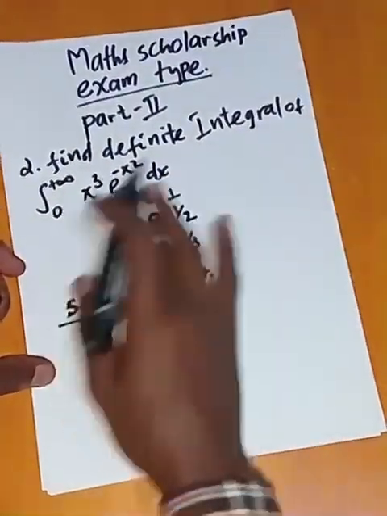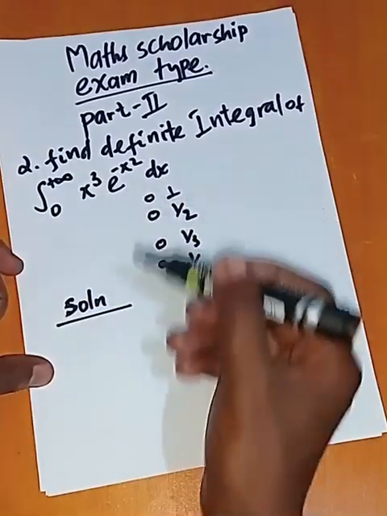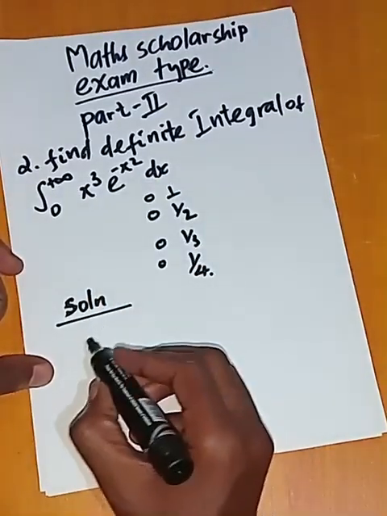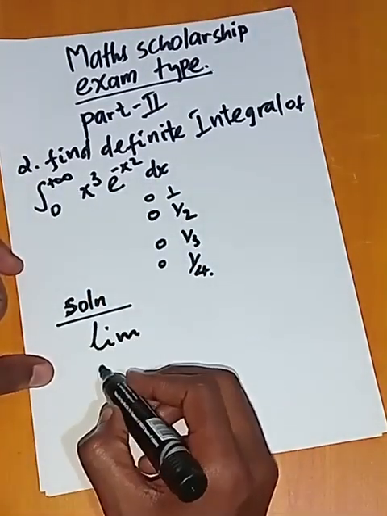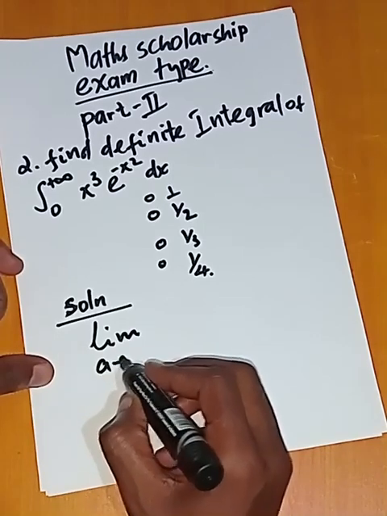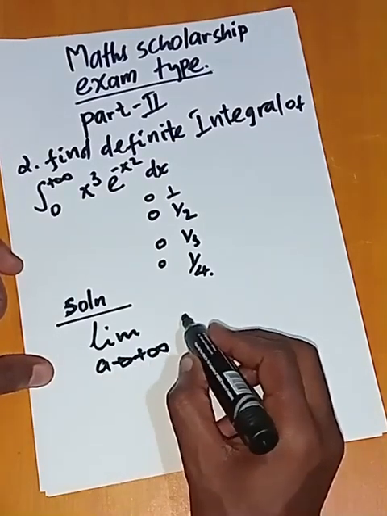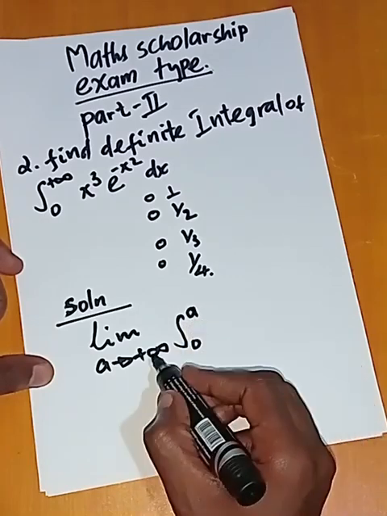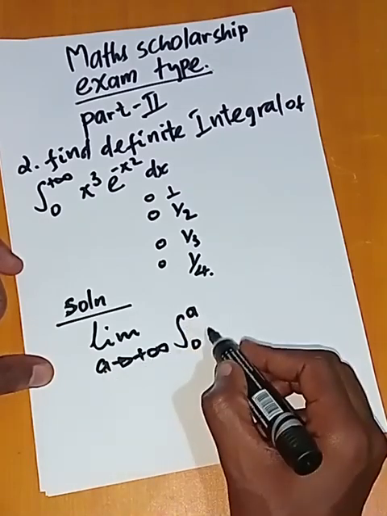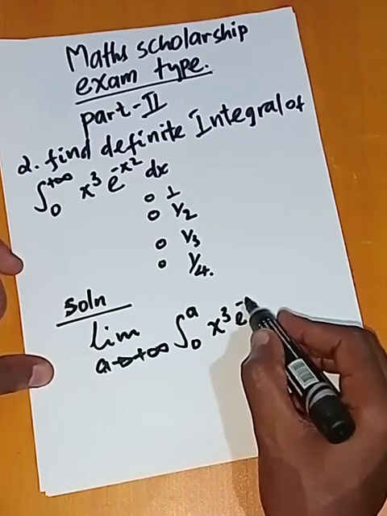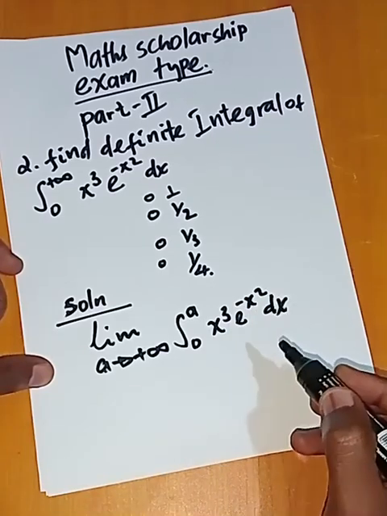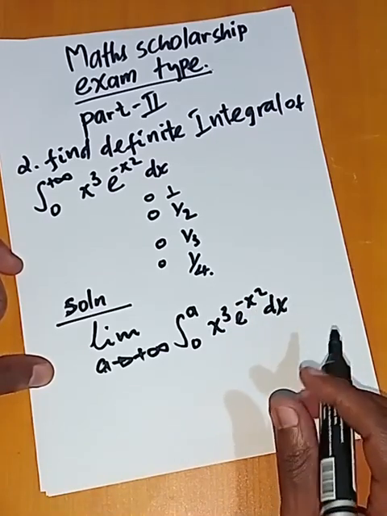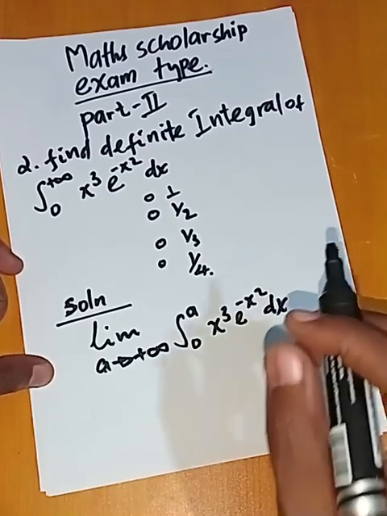So we have to rewrite this equation since it is a definite integral. We rewrite it as the limit as a tends to positive infinity of the integral from 0 to a of x cubed e raised to negative x squared dx. To solve this, I am going to use integration by substitution.